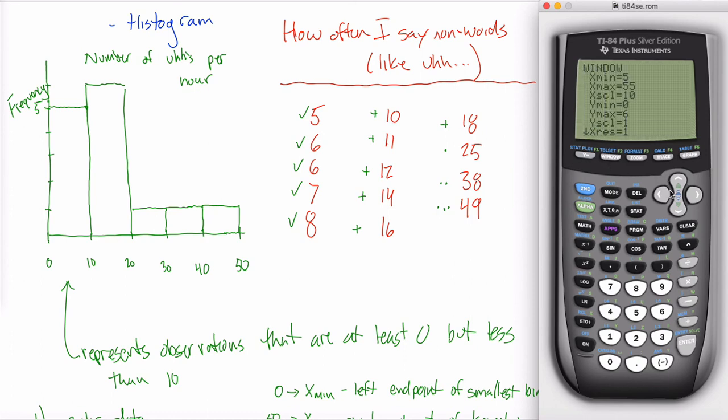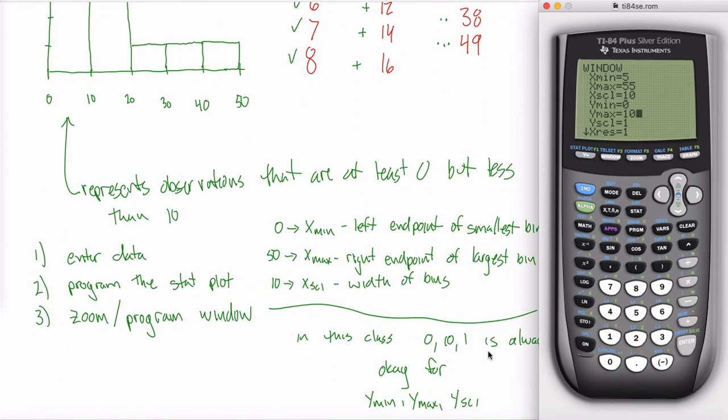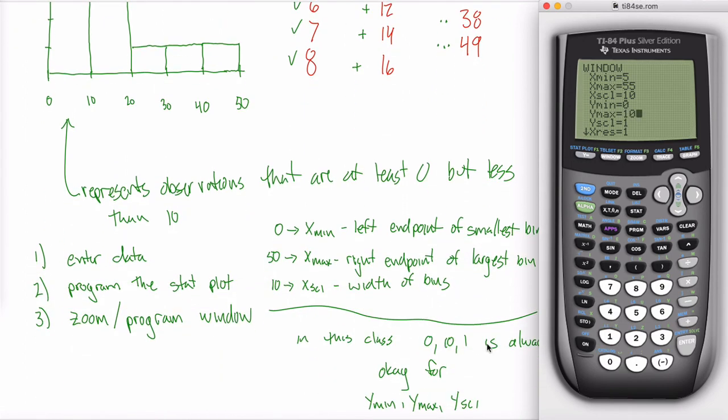But maybe what would have been a better idea is to go back to window and change my Y max to something a little bit bigger. As I mentioned before, 10 is always sufficient for Y max. If you try a Y max of 10 and hit graph, now you get to see a histogram, and it looks like this. Note that my smallest bin goes from 5 to 15. Here's 10 right here, here's 5, and here's 15. Don't believe me? Hit the trace key. Smallest bin goes from 5 to 15, and there's 9 such observations.